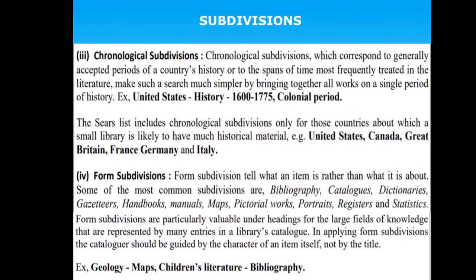Fine. Chronological is nothing but a time period, right? It can go from the latest to the oldest, or oldest to the latest time period, in chronological order. Accepted periods of countries' histories are based on the spans most frequently treated in the literature. So you see here United States, they are talking about the history of the United States from 1600 to 1775, the colonial period. So here they are bringing all the work together on a single period of history. Okay, fine.